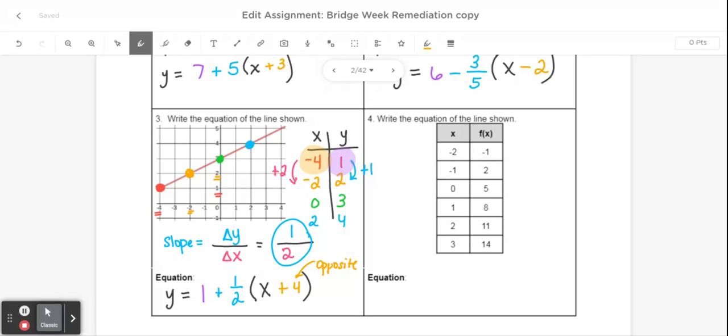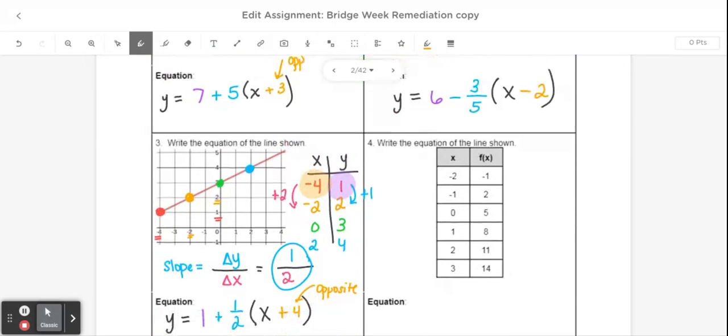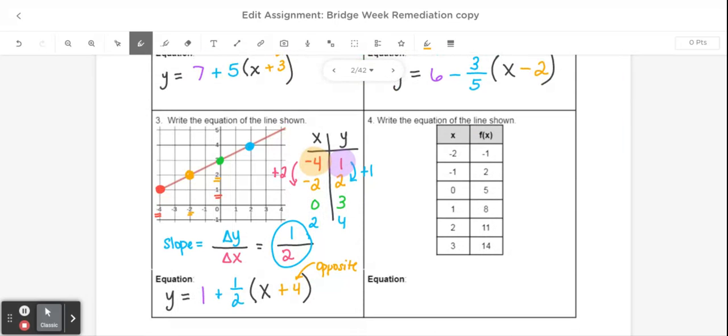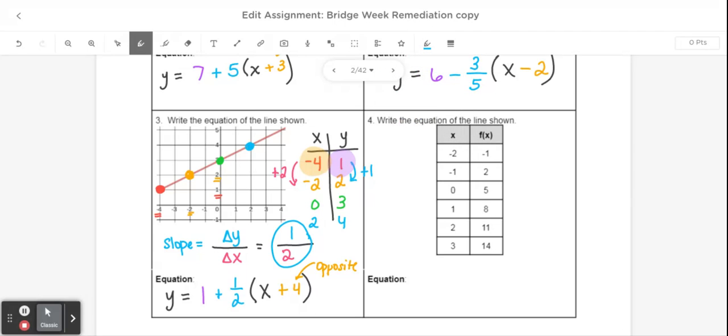Last but not least, let's talk about what we do if we're given a table of values. Now, we've done these problems with tables of values. Problem number 3, we started with the graph, but we made a table of values. Problem number 2, we started with 2 points, but we made a table of values. The same thing's going to happen in number 4, only the table of values is already there. So the next thing that I'm going to do is I'm going to need to find my slope. My slope is going to be change in y over change in x.